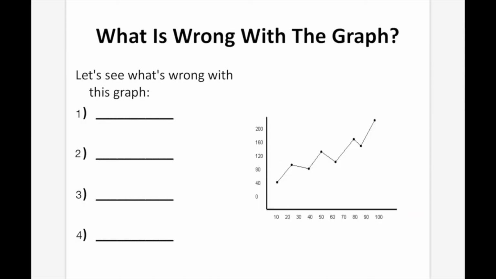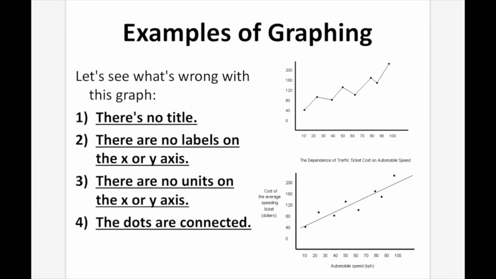What's wrong with the graph? What I'd like you to do now is pause the video and write down 4 things that are wrong with this graph on the right-hand side. Now, you may have had others, but here are the 4 that I came up with. Number 1, there's no title. You'll notice right up here, there's no title written up there. So that's one thing that's wrong.